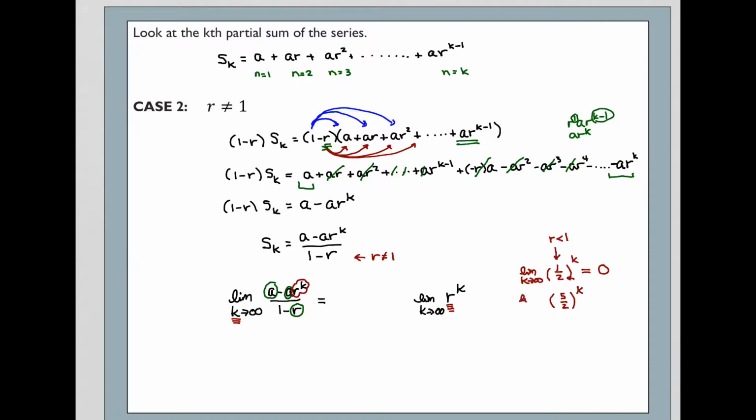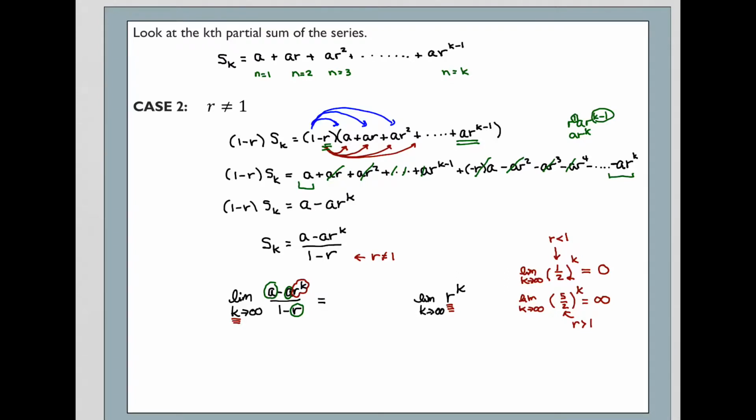And what if we had an improper fraction, in other words, a value where R was bigger than 1, then what happened? Well, now the top grew way faster than the bottom, and so we said in this case that limit was infinity. And so really, what happens with R to the K depends on two things. If R is less than 1, that goes to 0. If R is greater than 1, that goes to infinity. So let's write out those two cases.